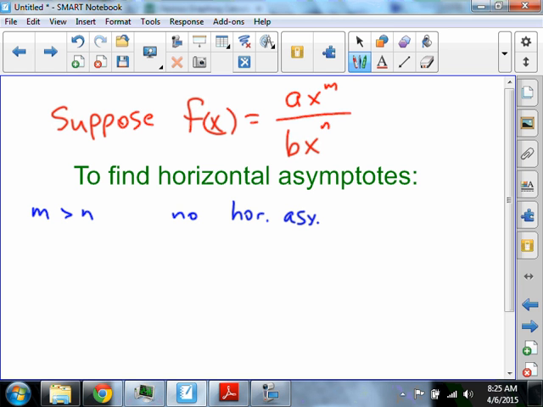What if it's the other way around? What if the denominator has the bigger degree? Well, if that's the case, then there's a horizontal asymptote, and it's real easy to find. If that's the case, the horizontal asymptote happens when y equals 0.